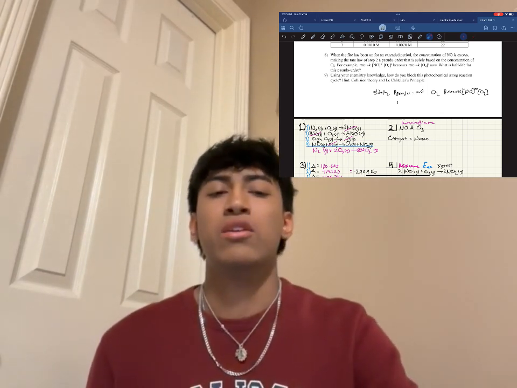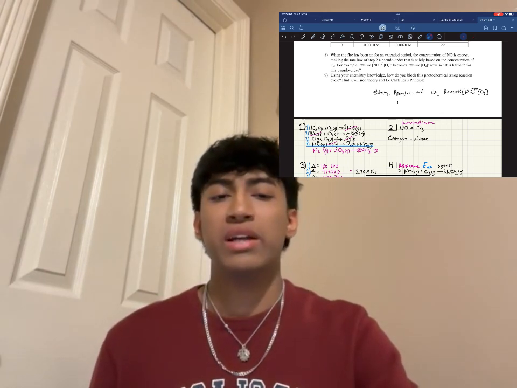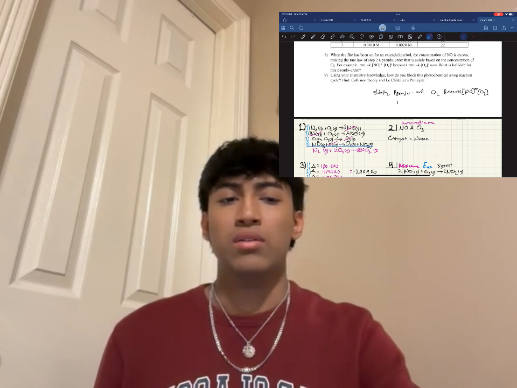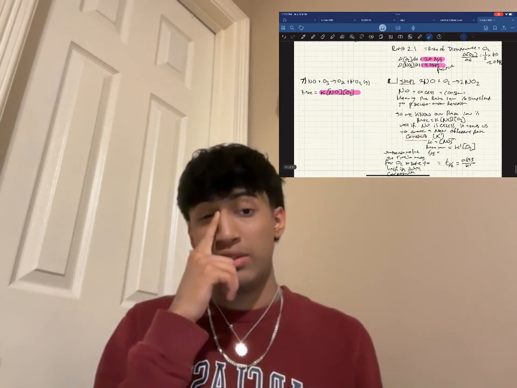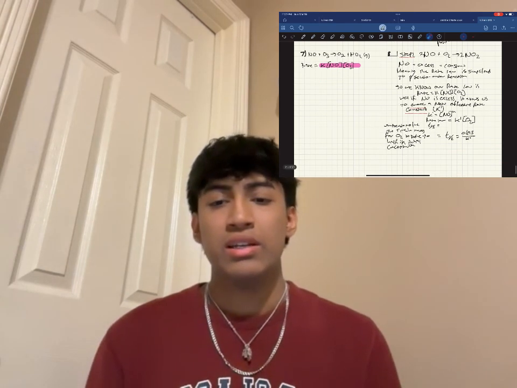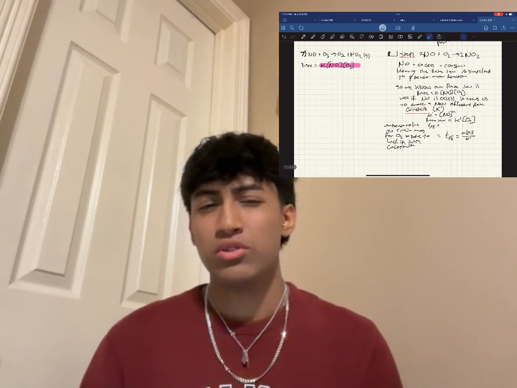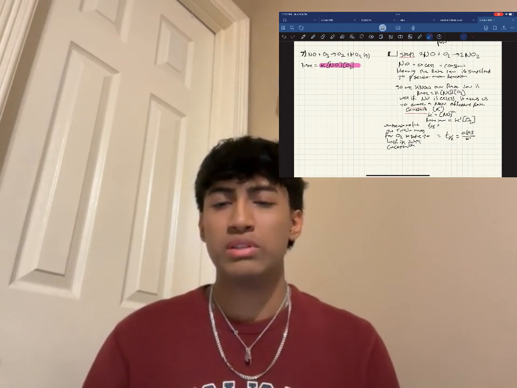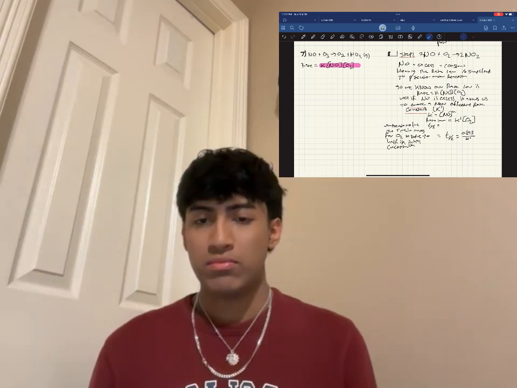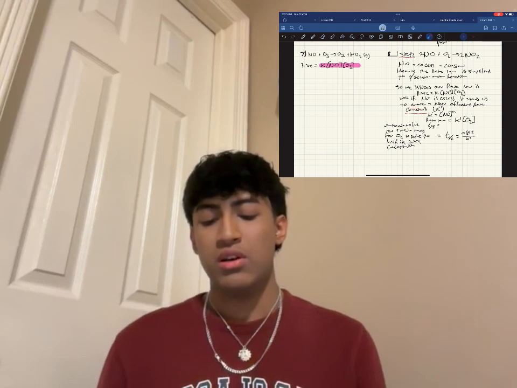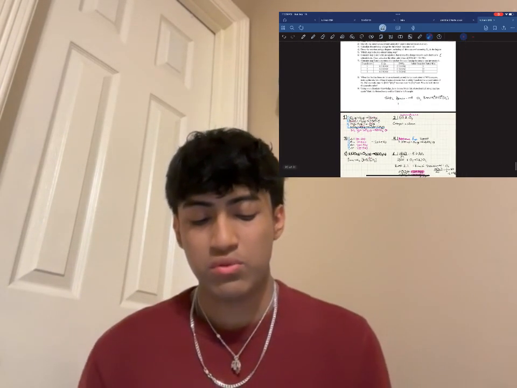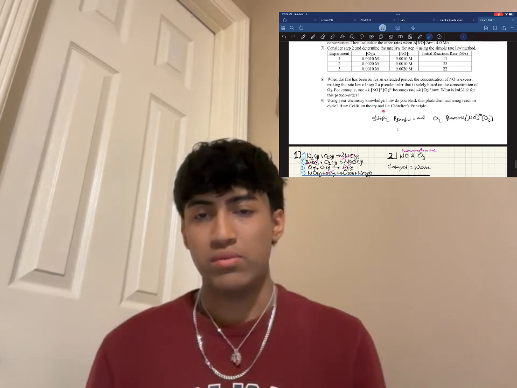So given that NO is in excess, the reaction would follow pseudo first order kinetics with respect to O2, and its half life is given by T 1/2 would equal 0.693 over K.